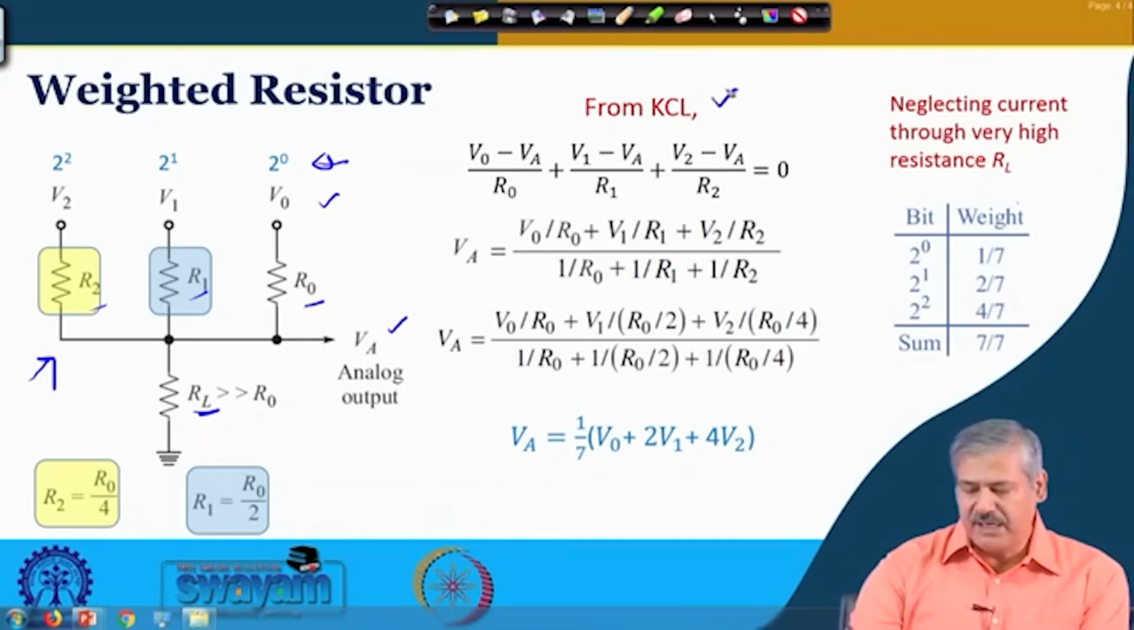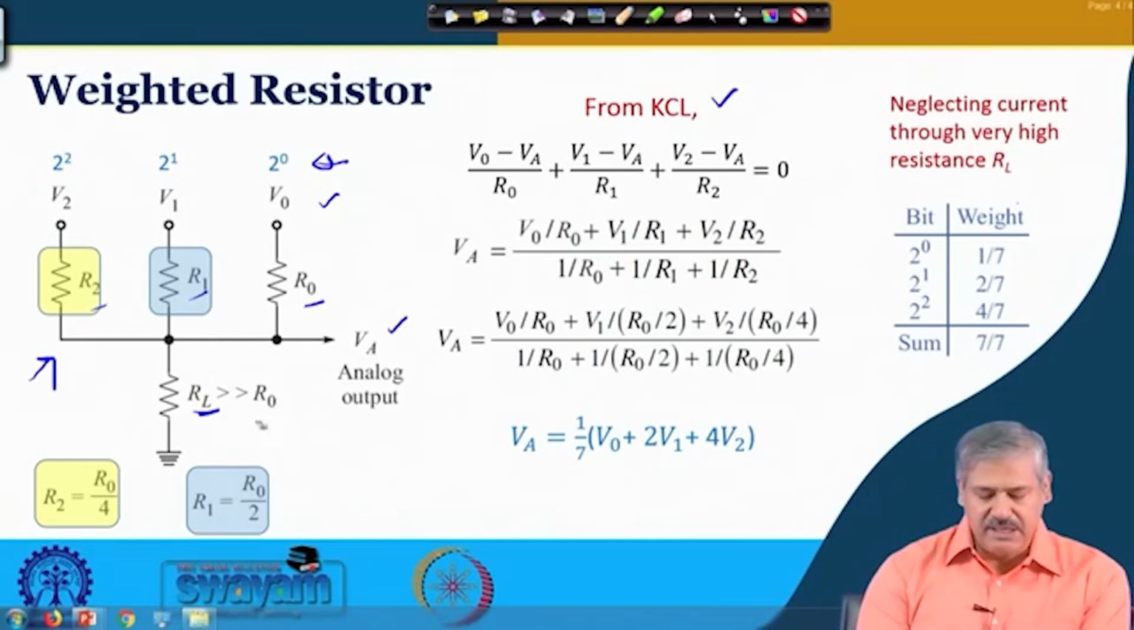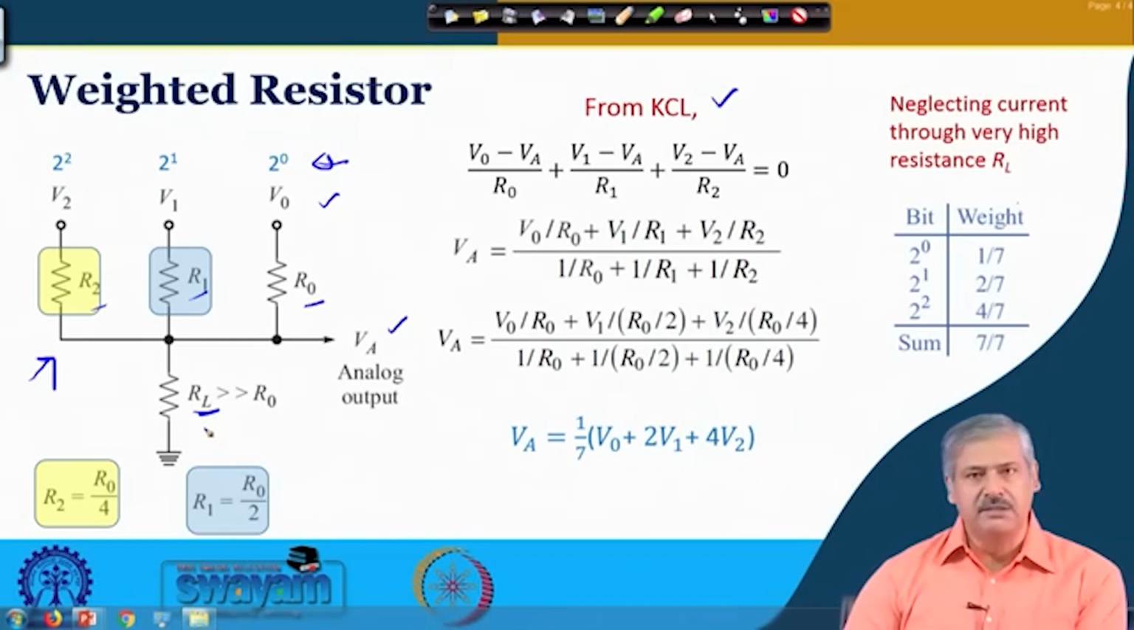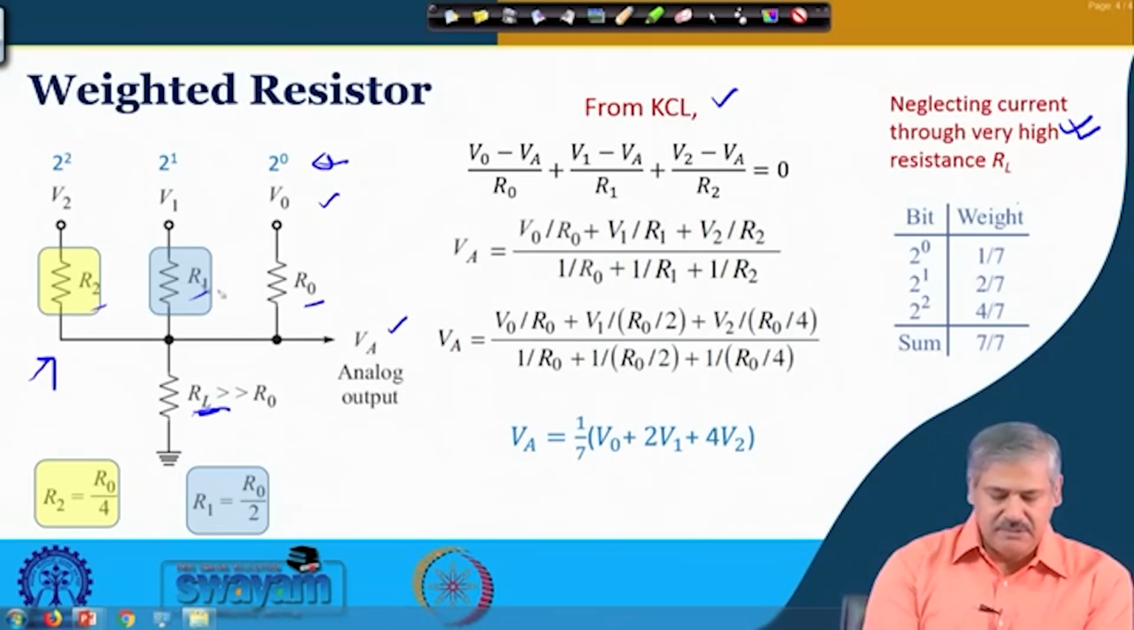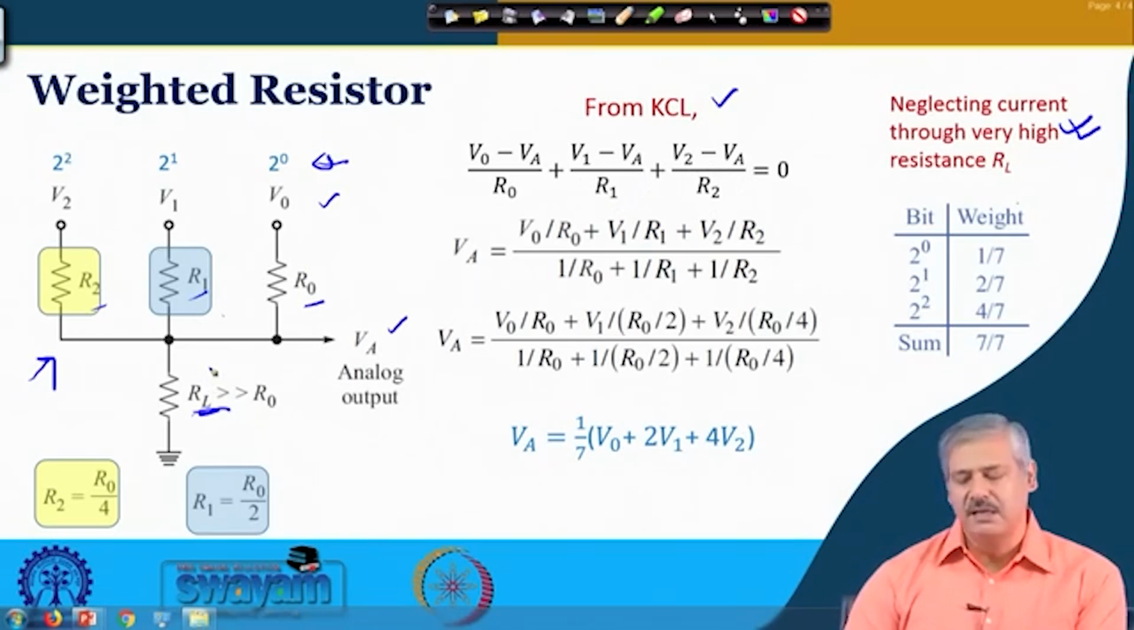If we apply KCL at this particular node, since the resistance is very large over here, the current is very small, so you can neglect that part. That is what we have mentioned here. So, (V0 minus VA) by R0 is the current through this, (V1 minus VA) by R1 is the current through this, and (V2 minus VA) by R2 is the current through this. So, from KCL this should be equal to 0.